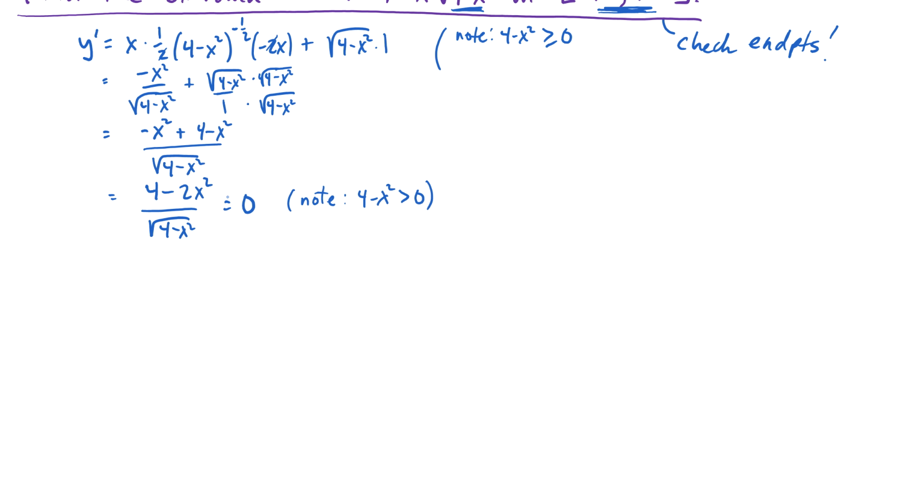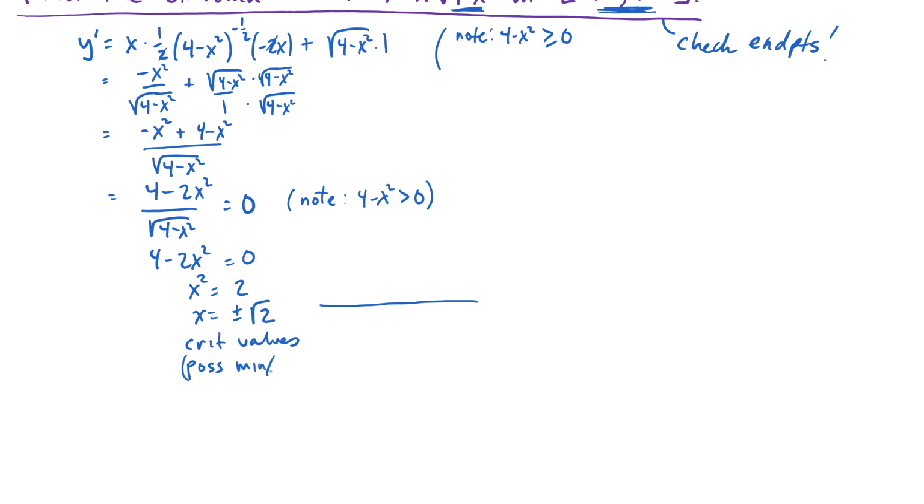Okay, so that's equal to 0. That means 4 minus 2x squared must be 0, which means x squared must be 2, which means x must be plus or minus the square root of 2. Okay, so those are my critical values. Those are my possible min, max, or extrema. So let's check it out, see what we can come up with: square root of 2, negative square root of 2, plus or minus there.